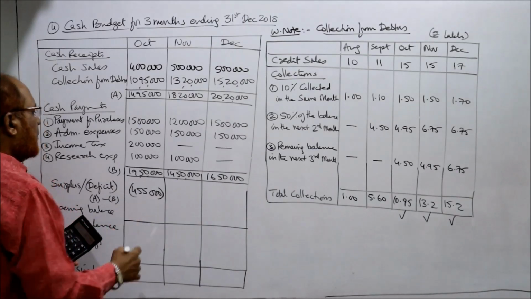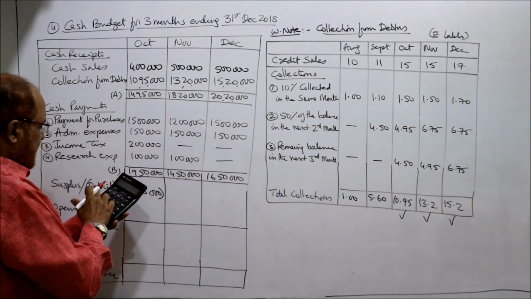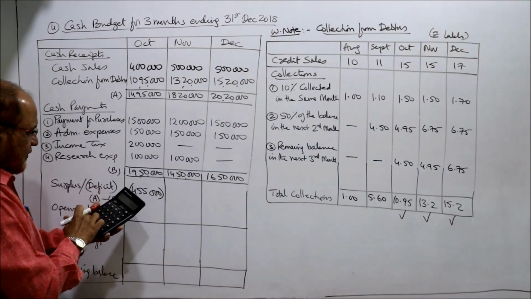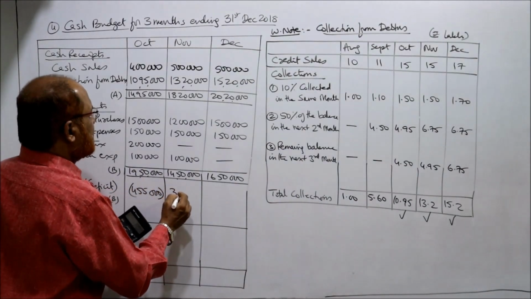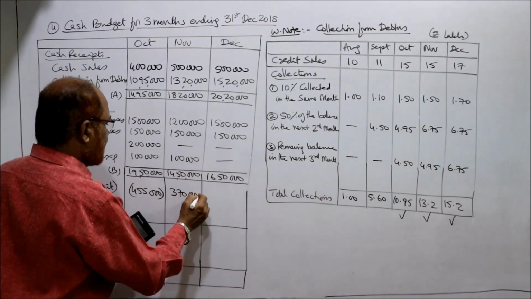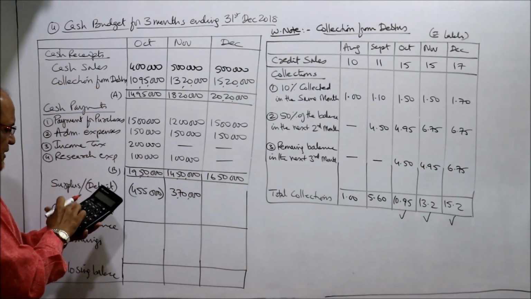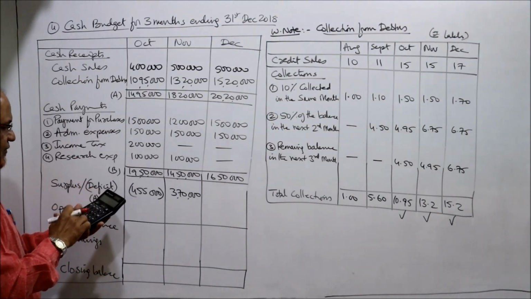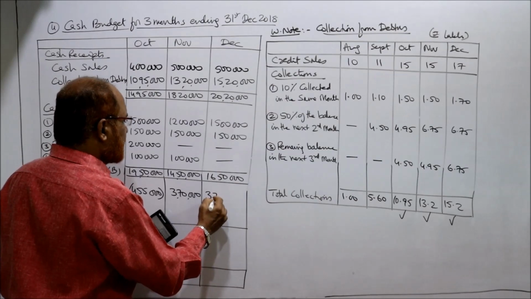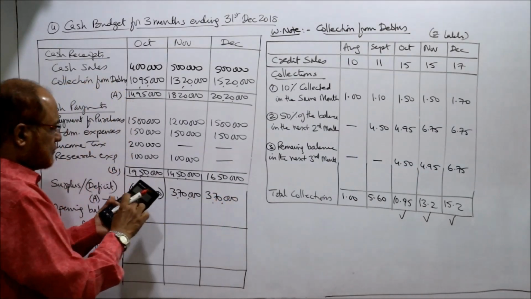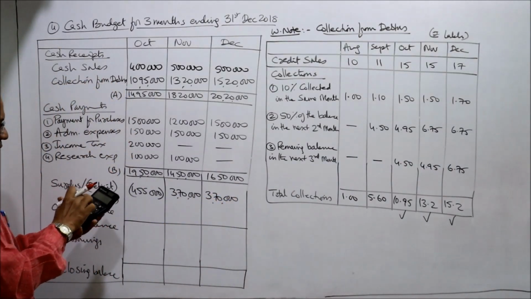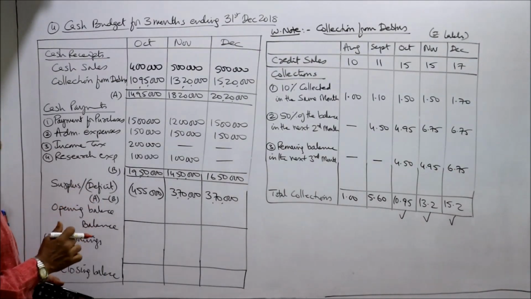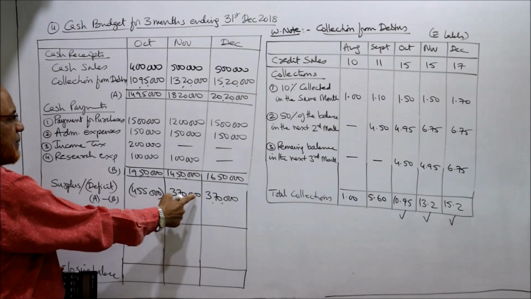Now opening balance. पहले यहाँ पर भी deficit मालूम करेंगे. 18,20,000 minus 14,50,000, 3,70,000 surplus. Then 20,20,000 minus 16,50,000, 3,70,000 surplus. So here we got deficit, surplus, surplus.